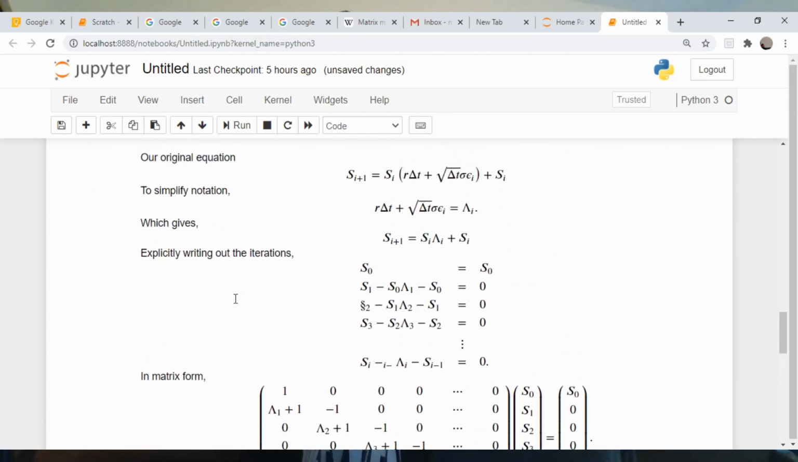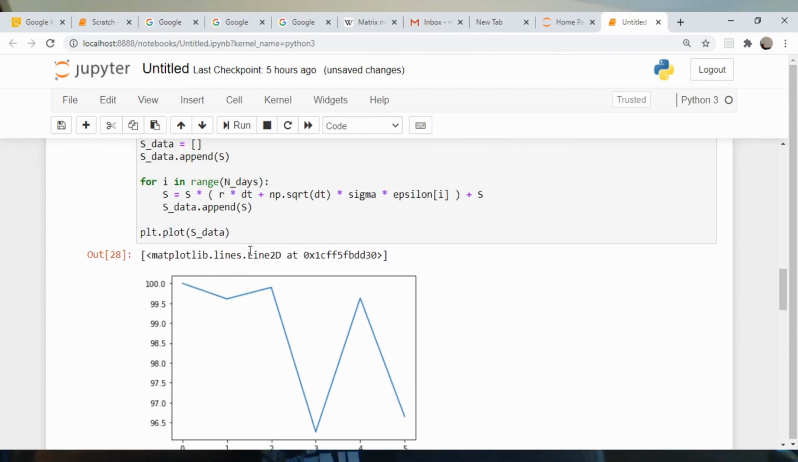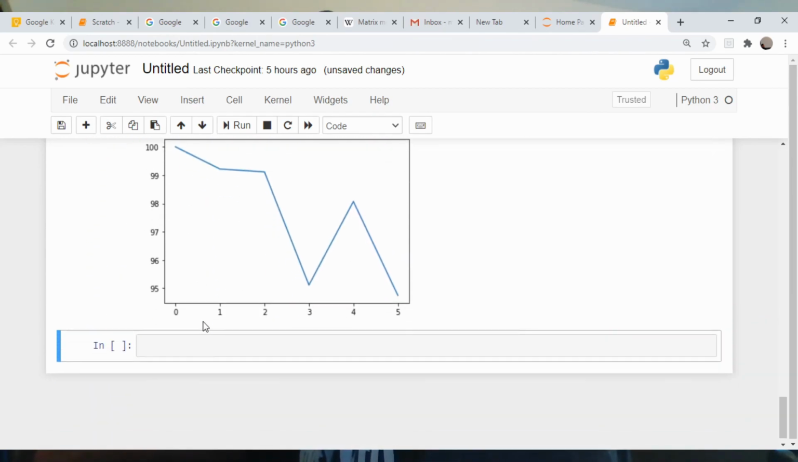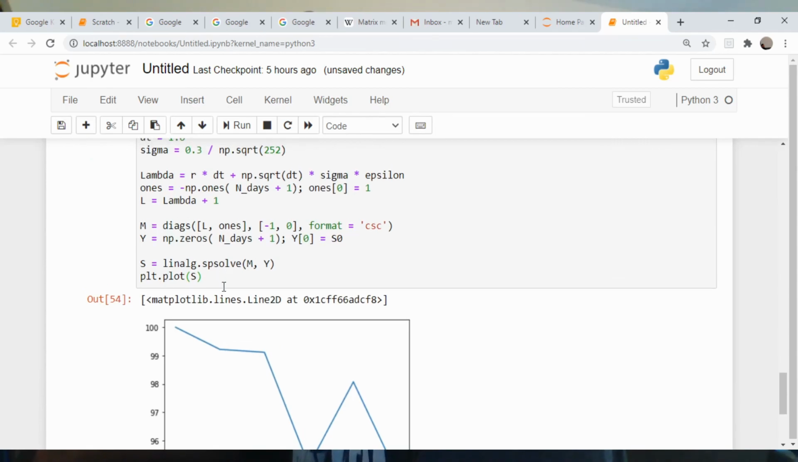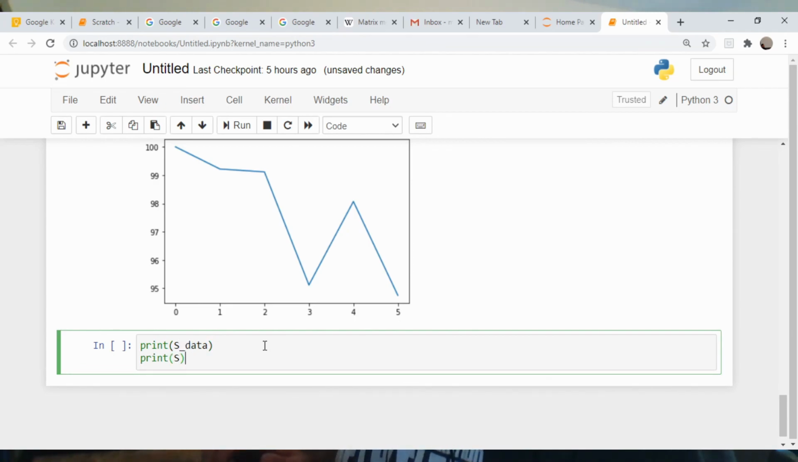So let's actually, what did I call this? I called it S data, and this is S. So let's just come down here and say print S data, print S.